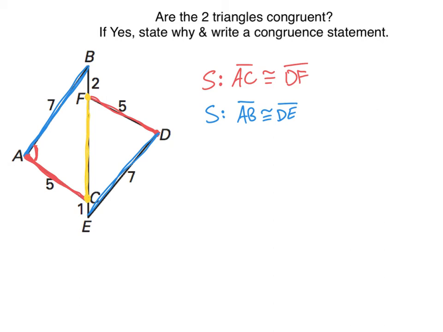For the left triangle, I add 2 to that segment, but on the right triangle, I add only 1. Well, that clearly means those are not congruent segments, because this whole green distance is actually shorter than this black distance here. So I don't have a third congruent side, and the answer is no, they are not congruent.